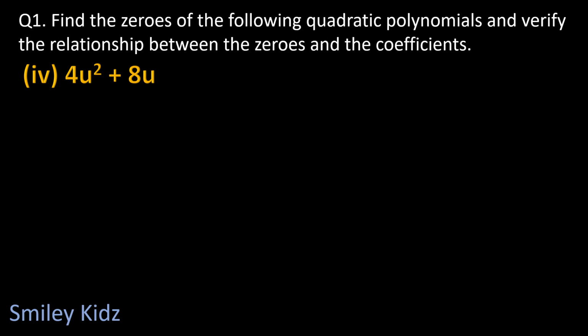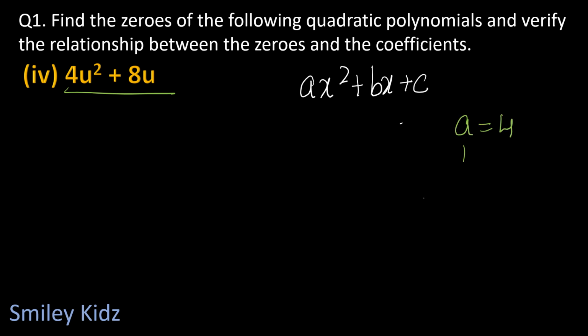Then we have 4u square plus 8u. And wait, this is again not in the standard form. The standard form is ax square plus bx plus c. Now, we can clearly observe in the question that a is 4, b is 8 and there is no constant term, that is c equal to 0. Now, we are going to find out the zeros of this particular quadratic polynomial.